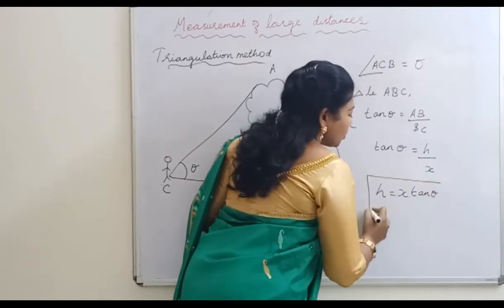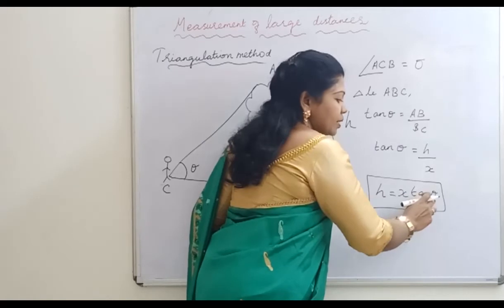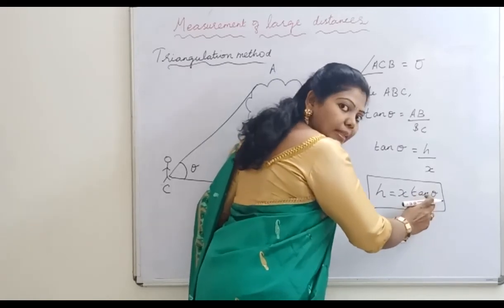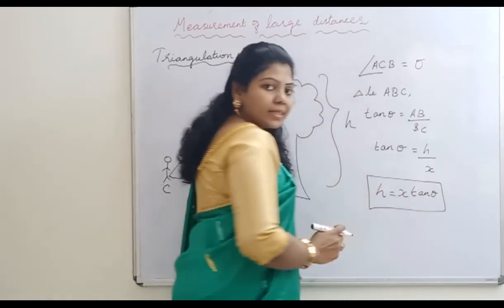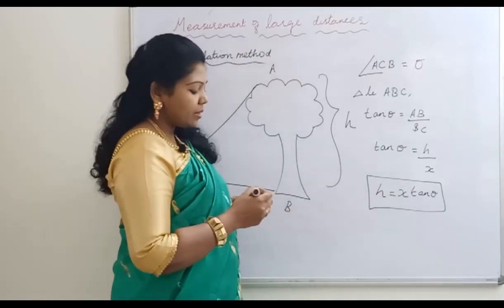We want to measure the height of the tree. So h is equal to x tan theta. We can easily find the angle theta and also the distance x. So by using those values we can find the height of the tree.